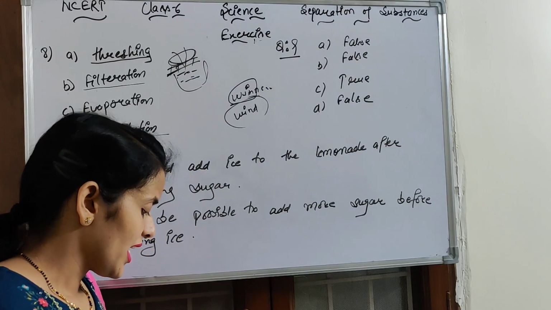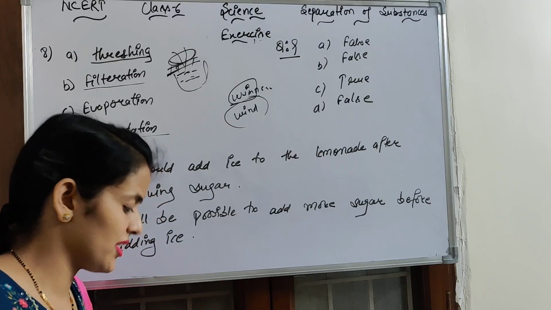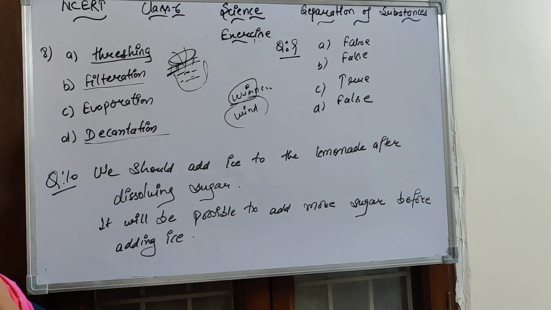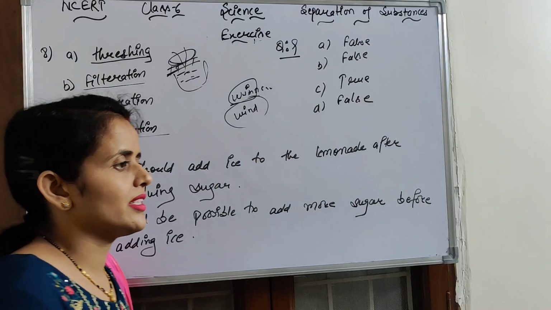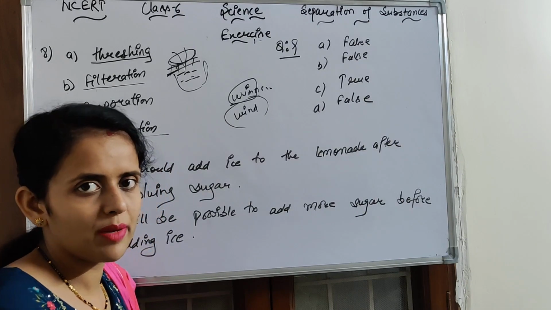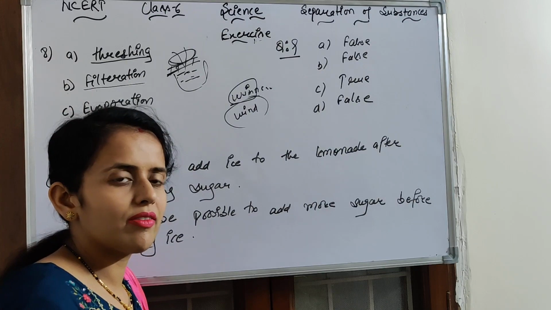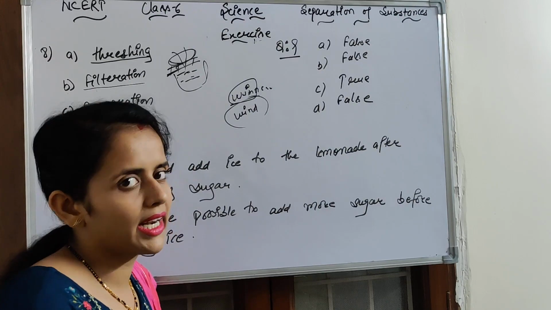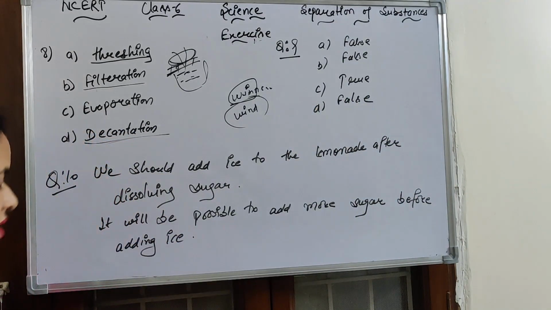Question number 4. Grain and husk can be separated with the help of the process of decantation. Grain and husk can never be separated by using decantation, because decantation is used when there is water, or you can say when there is a solution type of mixture, not a solid form. There should be a solid and a liquid mixture. Then we can use the decantation method. So it is also false. Only one is true.